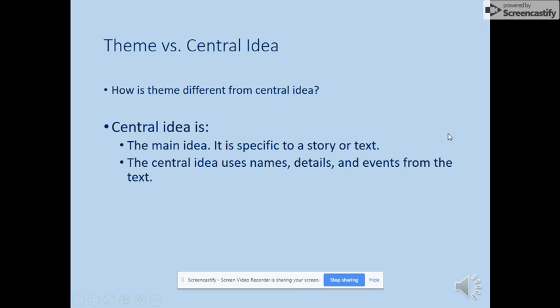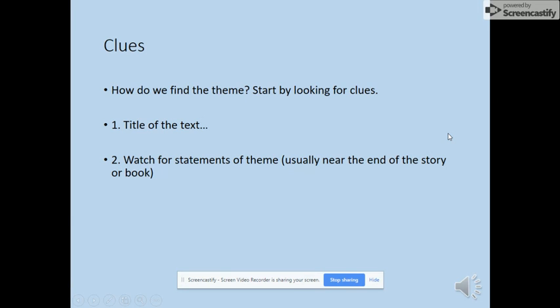You can look at the main character or the protagonist. What conflicts does the main character face? Does the main character change in some way? What does the main character learn? What the main character learns can often be what we as a reader would learn.